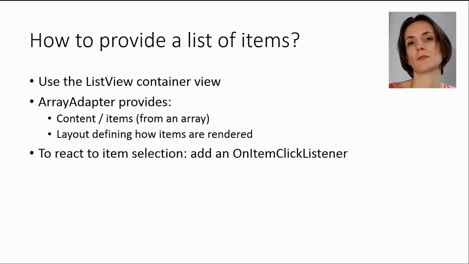In this video, you've also learned how to provide a list of items to the user. So for that, you can use the list view, which is a container view, and you will use an array adapter to fill the list. So the array adapter will provide both the content of the list by taking it from an array, and it will also provide the layout to be used to render the different items on your list. If you want to react to the selection of an item of the list, then you just need to add an on-item click listener.